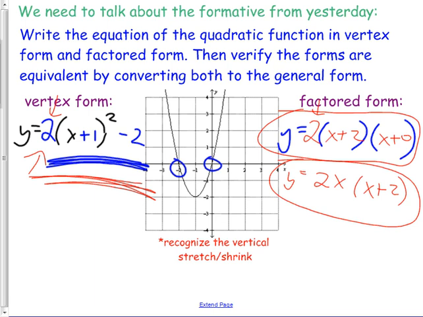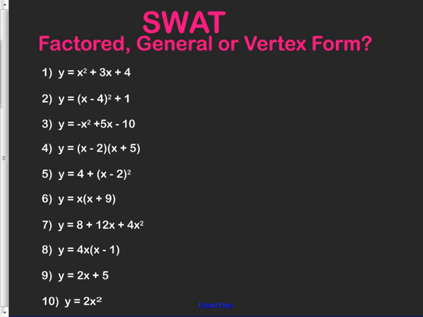All right, good. Let's move on to this one. I just want to know, is it in factored, general, or vertex form? So put an F, G, or a V next to each one. I'll give you a hint. This first one's a G, number 1. For sure a G. I'll pause while you try.